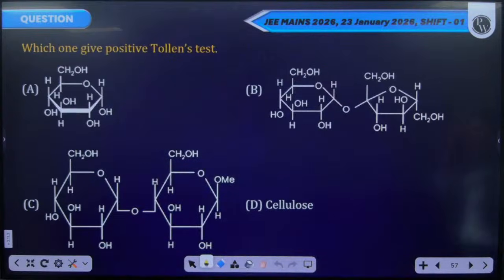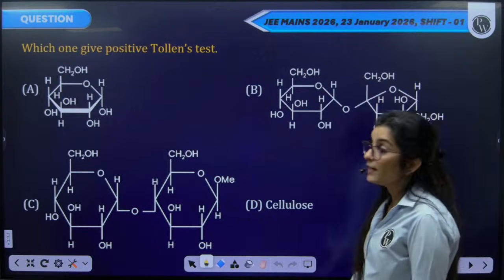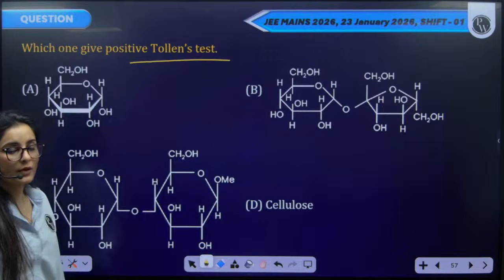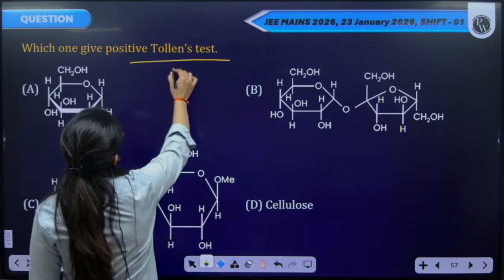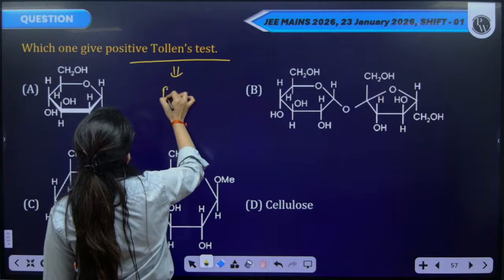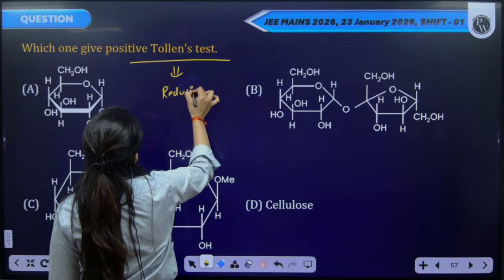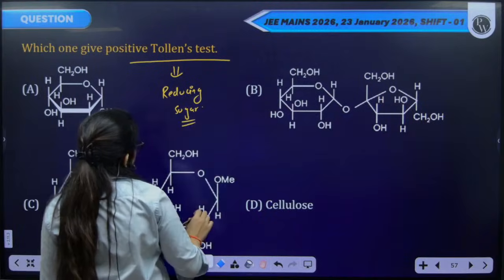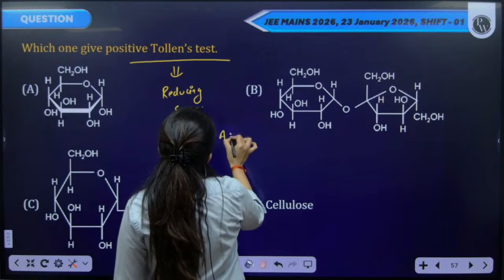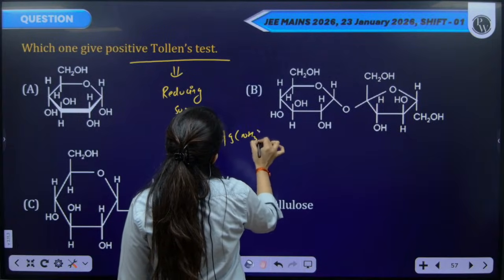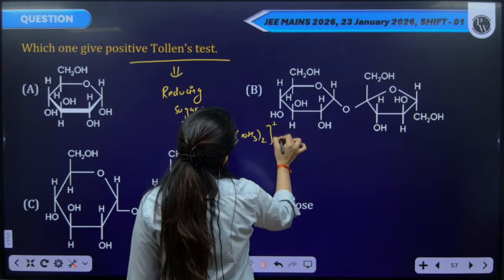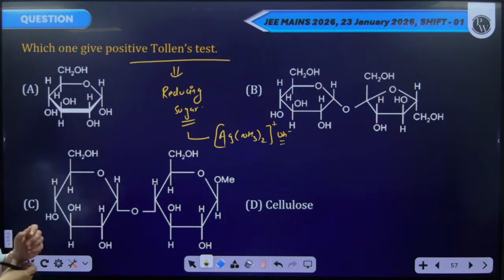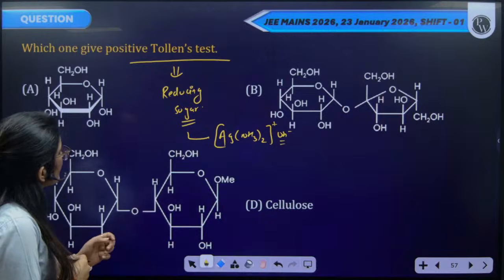Next, look, that question we discussed in the class: you have to tell which one out of the following will give the positive Tollens test. So I told you, all those sugars which behave as reducing sugars will be able to give the positive Tollens test. Tollens reagent is Ag(NH3)2 positive and OH negative. So all those sugars which behave as reducing sugars will give the positive Tollens test.